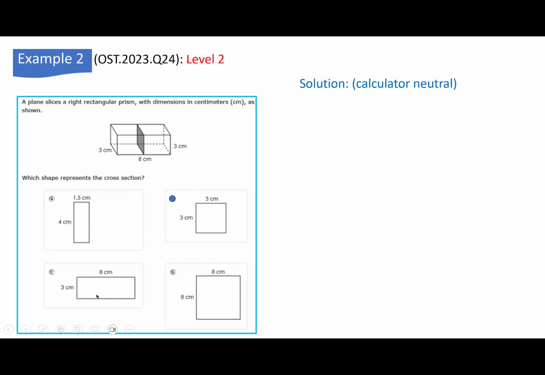None of these other ones. This one would work if you are crossing it horizontally. You can get this 3 by 8, which will be the same as the base, okay?